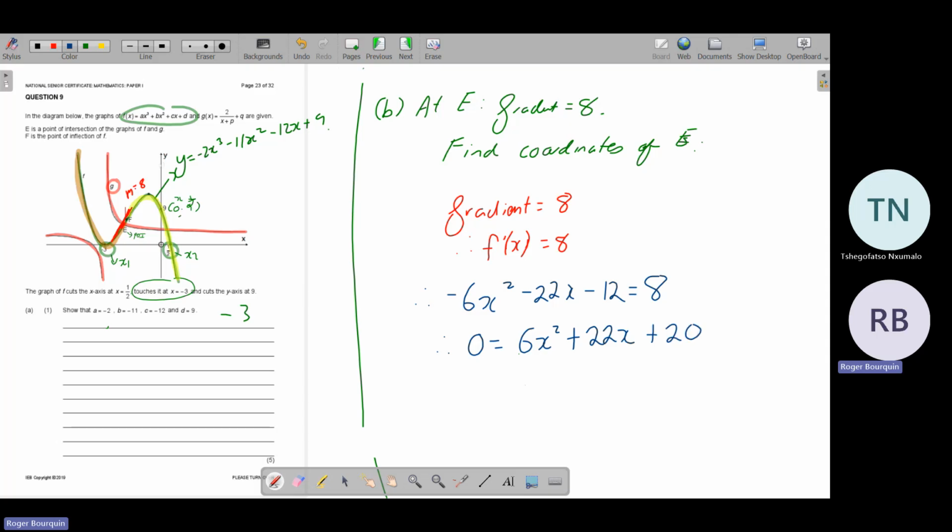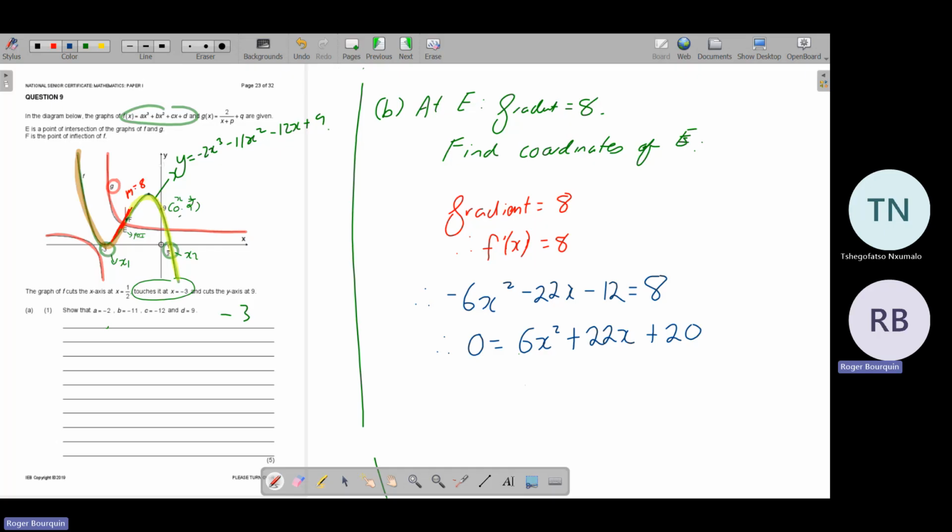Right, let's just check we're not making mistakes. So minus 6x squared minus 22x minus 12 is 8. 0 is equal to 6x squared plus 22x plus 20. So guys, now, this equation mode of your calculator. Listen to me, did you get to that bit? Am I right up to there? Have I made a mistake?